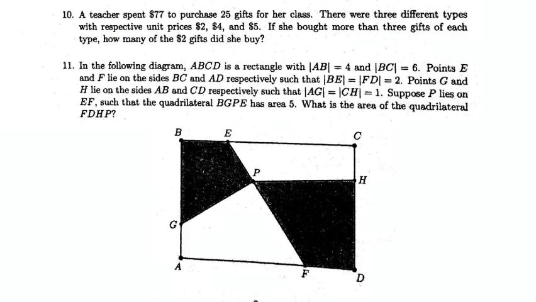SMO 2019 Junior Section First Round Problem number 10. A teacher spent $77 to purchase 25 gifts for her class. There were 3 different types with respective unit prices: $2, $4, and $5. If she bought more than 3 gifts of each type, how many of the $2 gift did she buy?